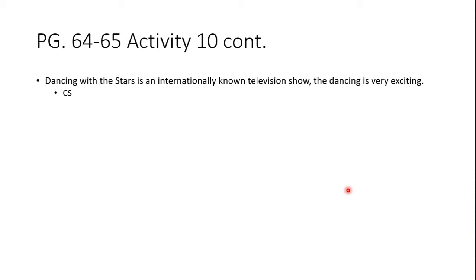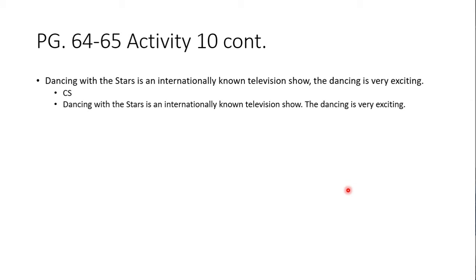Dancing with the Stars is an internationally known television show. The dancing is very exciting. Again, this is incorrect because it's combining two complete sentences using only a comma, and we know that we need some kind of conjunction to combine two sentences, and depending on what kind of conjunction we use, we also need to add a comma. So that's one way that the sentence could be fixed, is by adding a conjunction. Another option is to just make the sentences separate entirely by adding a period.